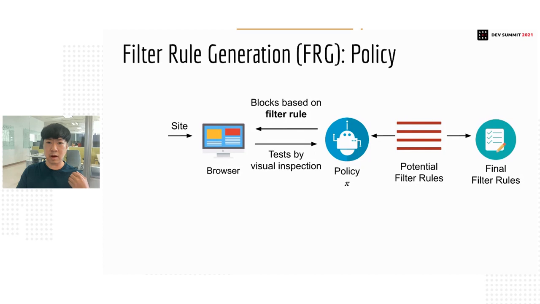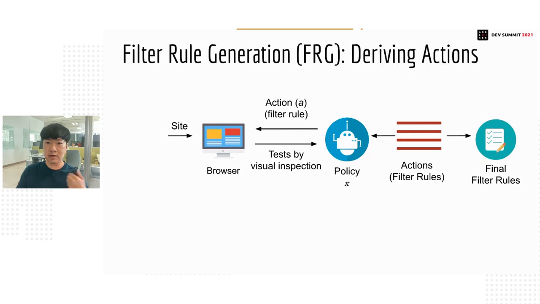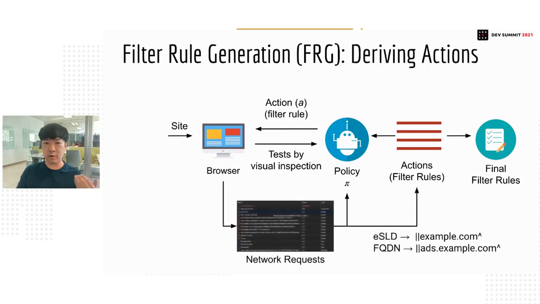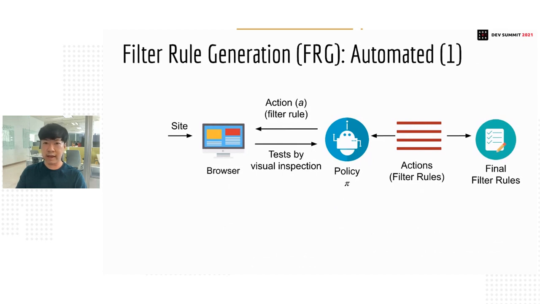And so our potential filter rules now become just a set of actions. The policy from those sets of actions selects one to test, and that is just a filter rule now. Next, how do we derive these actions? We just take cues from what the filter list author is doing by looking at all the possible outgoing network requests and generating the rules based on different granularities. Like I said, example.com or ads.example.com, or including paths and query parameters and so on. And in doing so, we're able to automate the human creating the rules with actions.